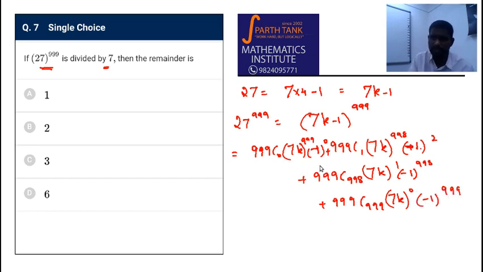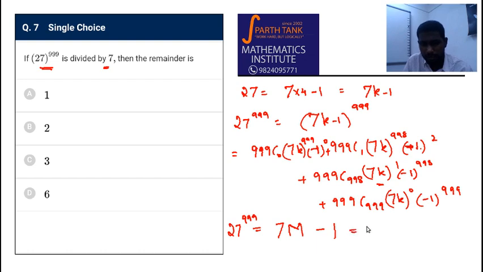Now the most important thing is that forget about the minus and the plus and all this here. All the terms here have some power of 7k, including this. This is (7k)^1, (7k)^2, (7k)^3 till (7k)^999. So the whole thing here is a multiple of 7. And then here I have 999C999 is 1, this is 1, and this is going to be minus 1.